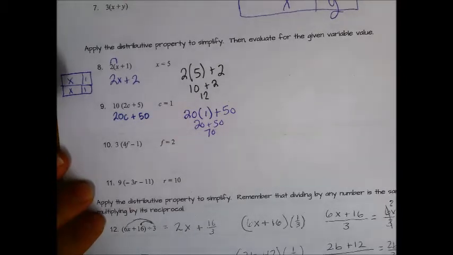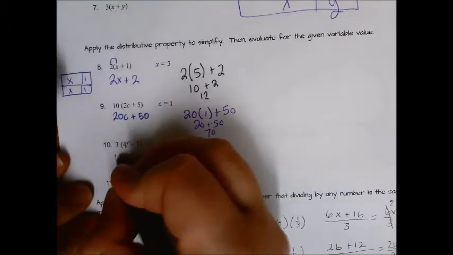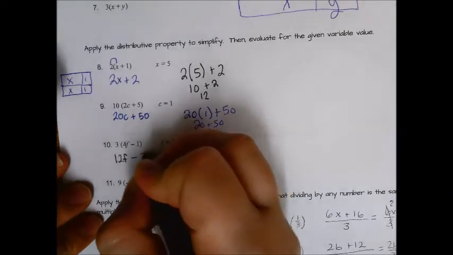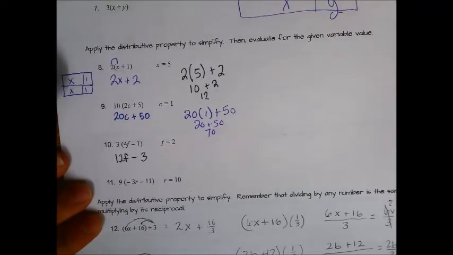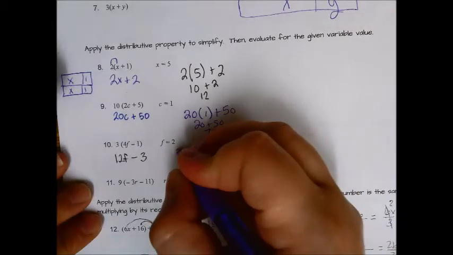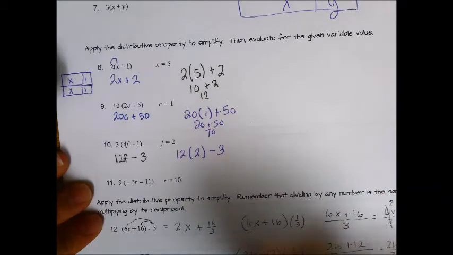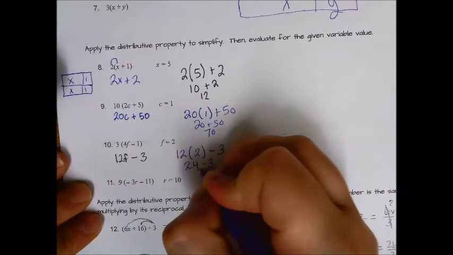Let's take a look at number 10. I'll start by distributing that 3 to everything in parentheses. 3 times 4f gives me 12f, minus 3 times 1 gives me 3. There's my simplified version of that expression. If f is 2, what I'm taking is 12 times that value 2 minus 3, which turns into 24 minus 3, or 21.